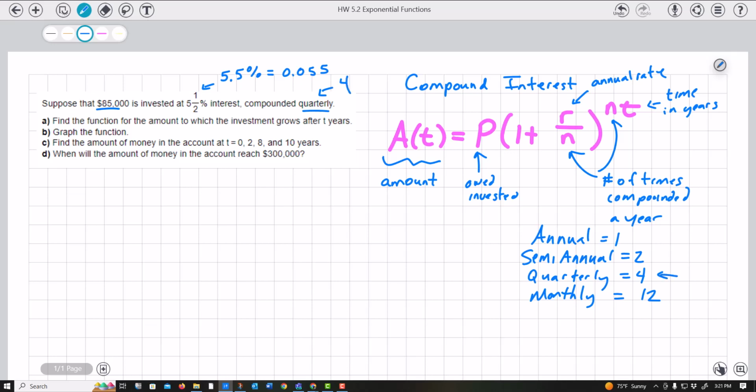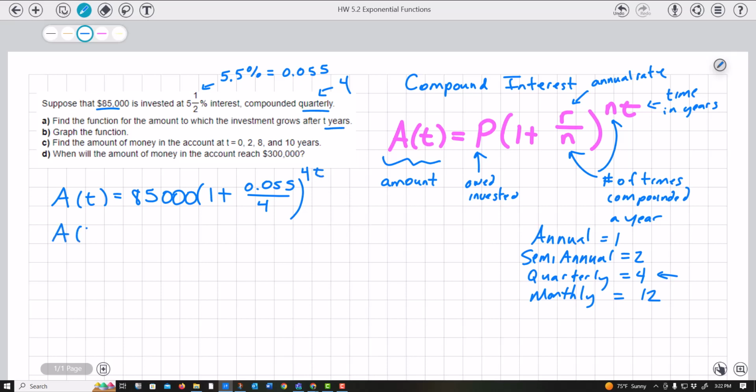So I would write my function as A of t equals my P, which is the amount invested, 85,000, 1 plus my rate, 0.055, divided by the number of times compounded quarterly, and then 4 times, they haven't told us how many years, it just says T years, so T.